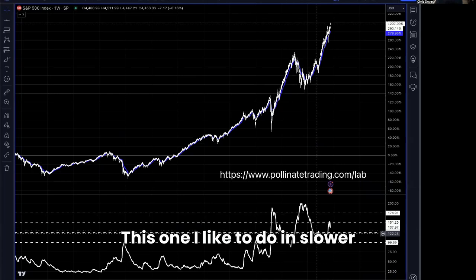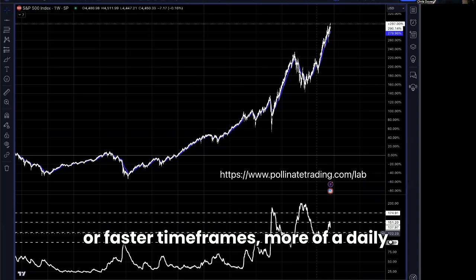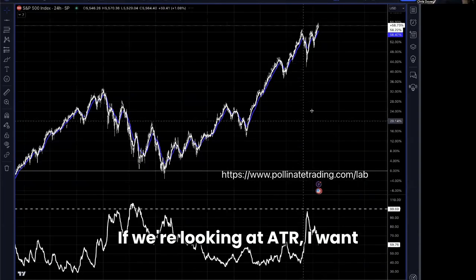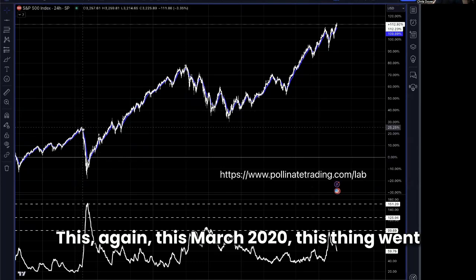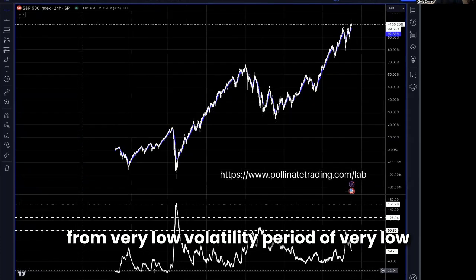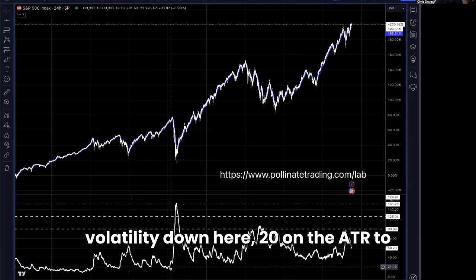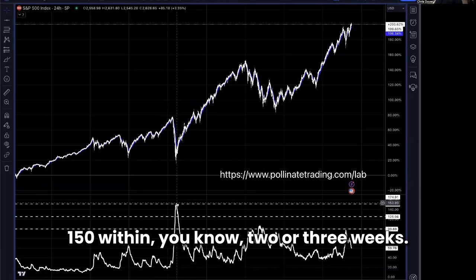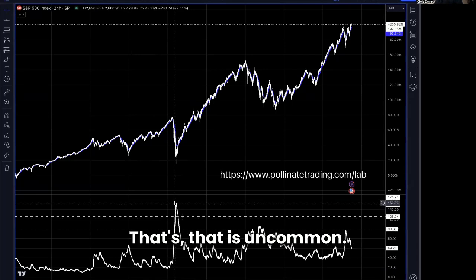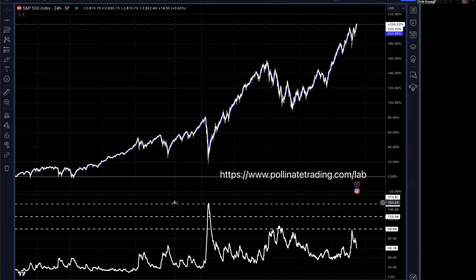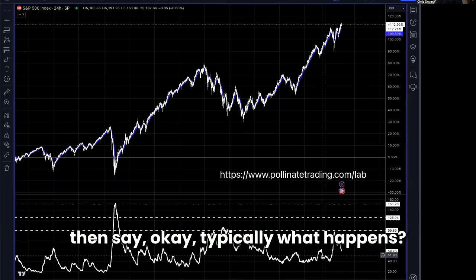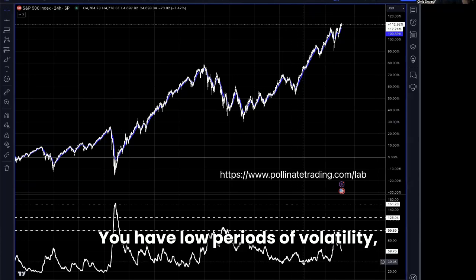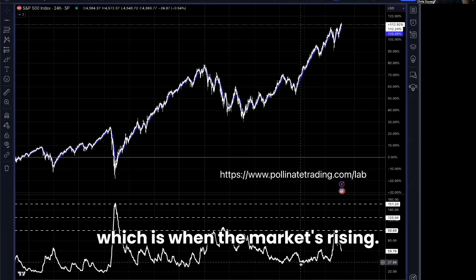This one I like to do in slower or faster time frames, more of a daily. If we're looking at ATR, I want to see daily, because one thing we know about volatility is it changes quickly. In March 2020, this thing went from a period of very low volatility down here, 20 on the ATR, to 150 within 2 or 3 weeks. That is uncommon. You don't see that. So what I like to do is say, typically you have low periods of volatility, which is when the market's rising.